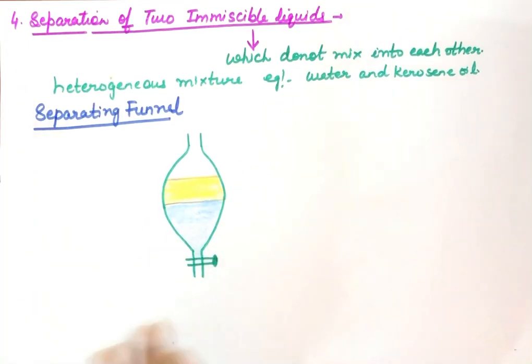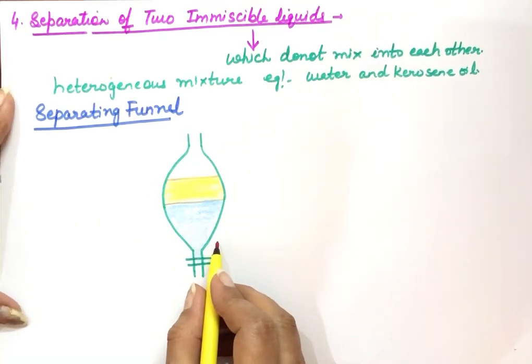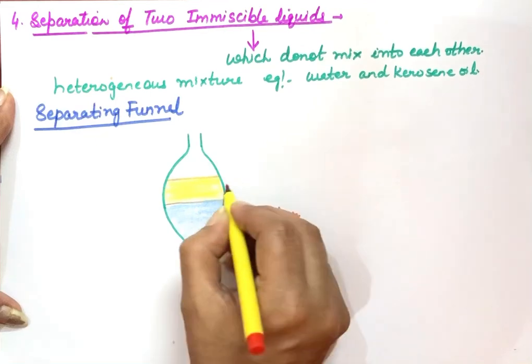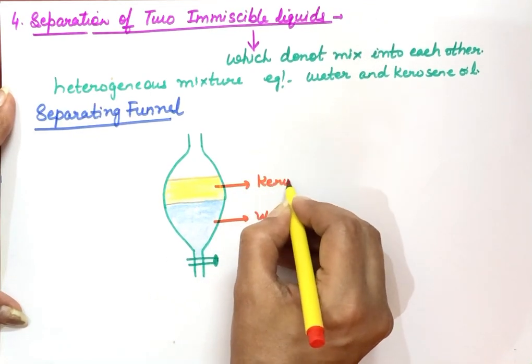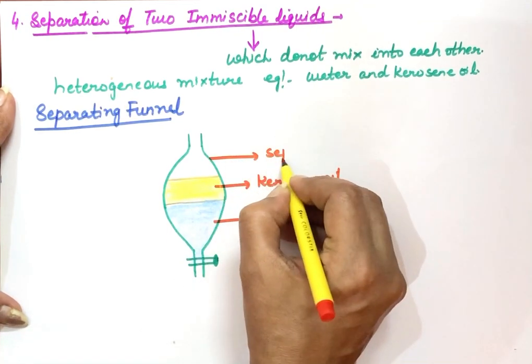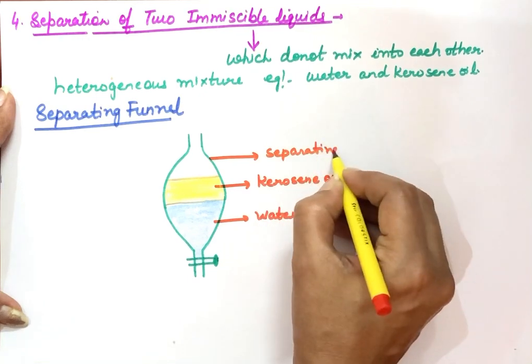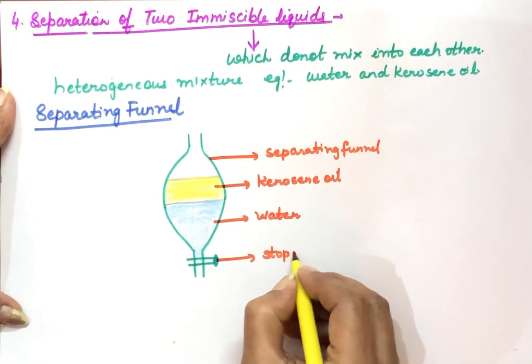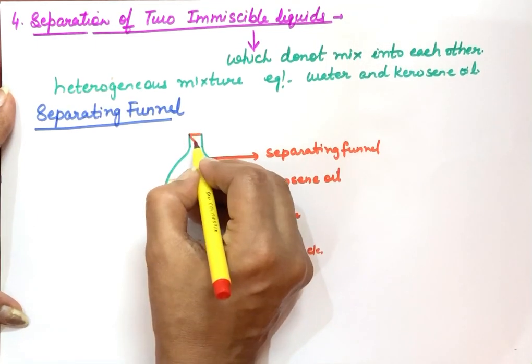Though they are forming separate layers, it's not easy to separate them just by removing with a spoon. So what we have to do is take this separating funnel. In this separating funnel, which liquid will be at the bottom part? The one which is heavy. Out of oil and water, water is heavy, so kerosene oil will be at the top because it is lighter than water. This is the separating funnel, and this is a stopcock to open or close it. At the top we have a cork to close it.